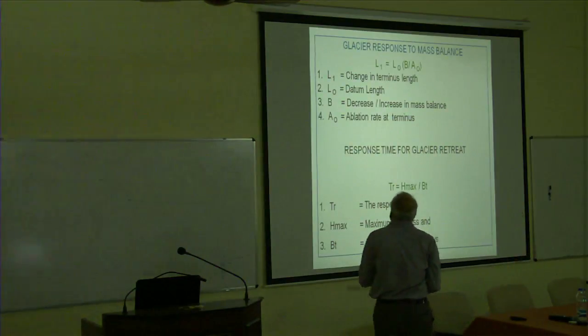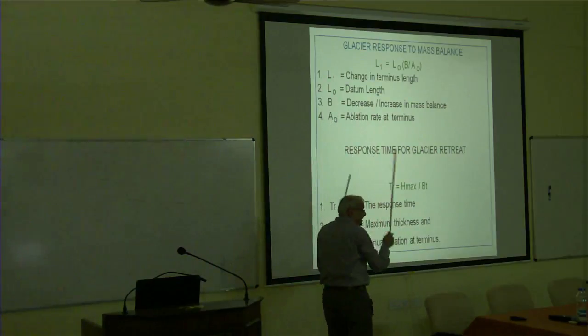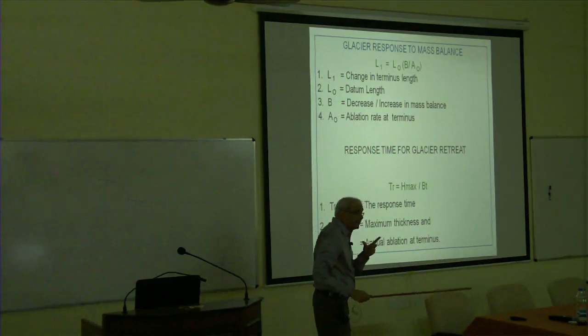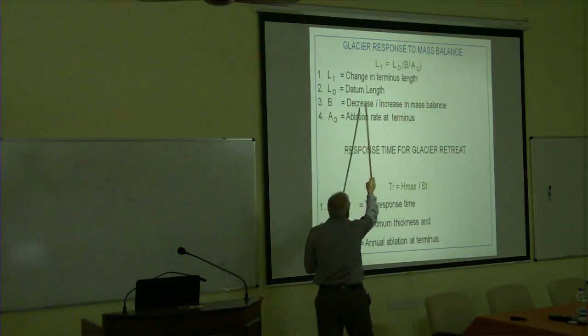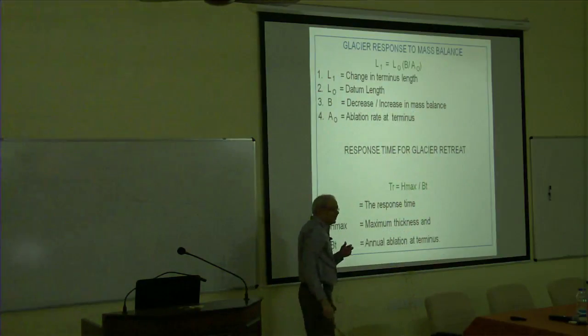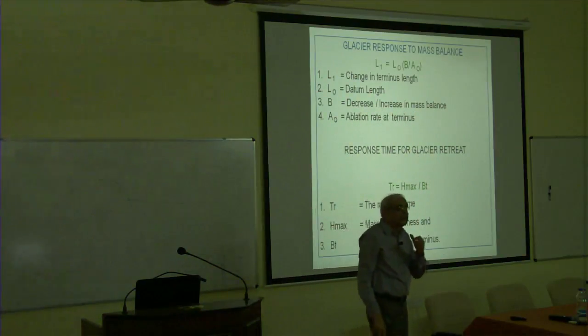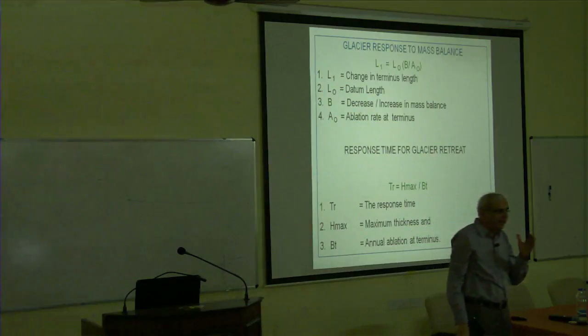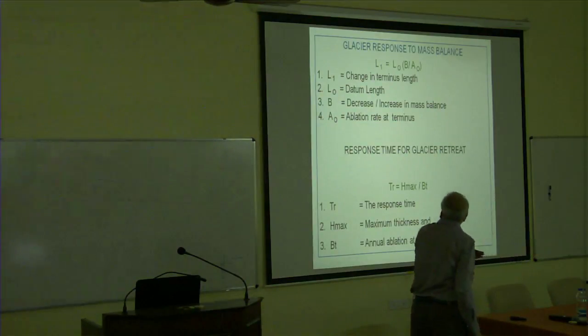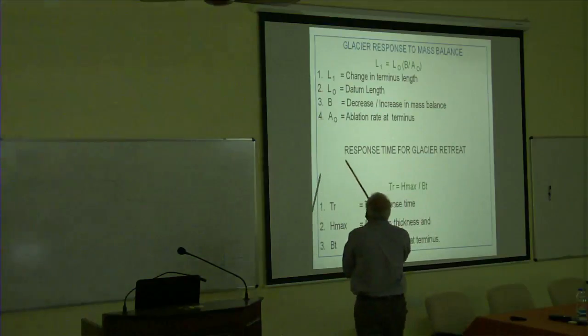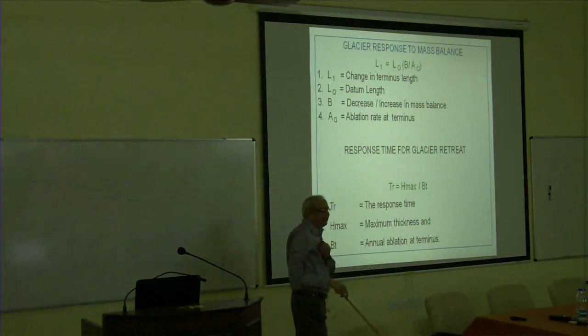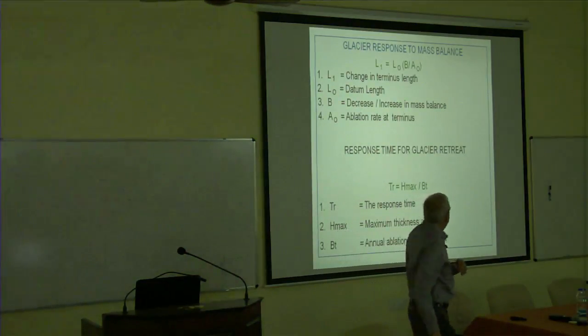Now what else you can do is B. Remember, B is not a mass balance. B is decrease and increase in mass balance. That means change in mass balance you are adding. So you are not giving an absolute value, but change in mass balance. And A0 is the ablation rate of terminus. What is the meaning of why this term has to come?